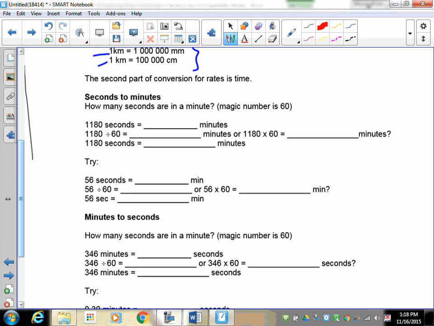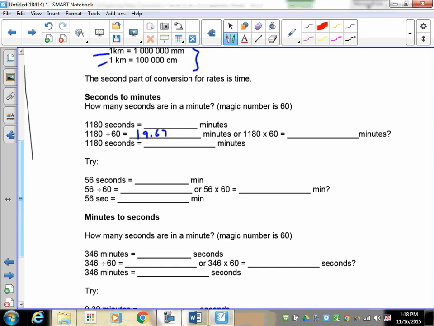So let's take a look at 1,180 seconds. So we know that there's 60 seconds in a minute. We're going from seconds to minute. So I have two choices. I can divide by 60, or I can multiply by 60. The advantage of time is we're all more familiar with it, so finding out whether it's correct or not is easier. So 1,180 divided by 60 is 19.67 minutes.